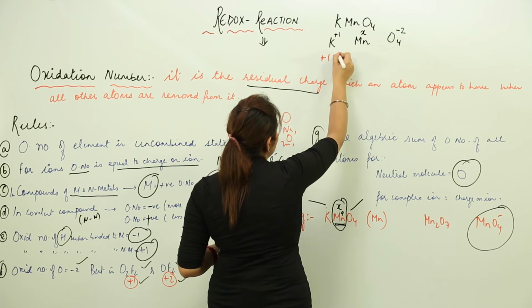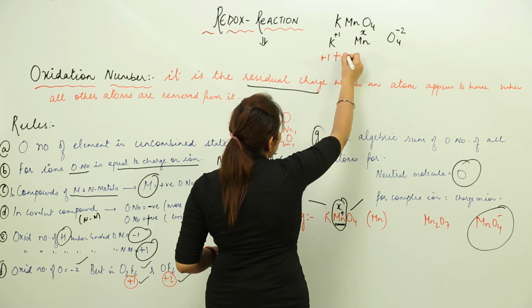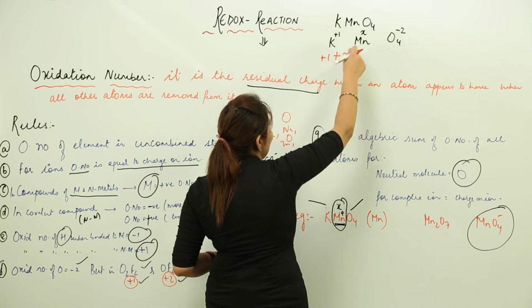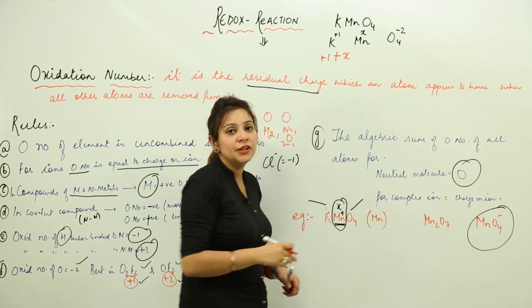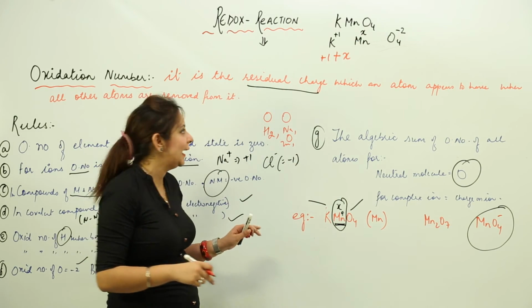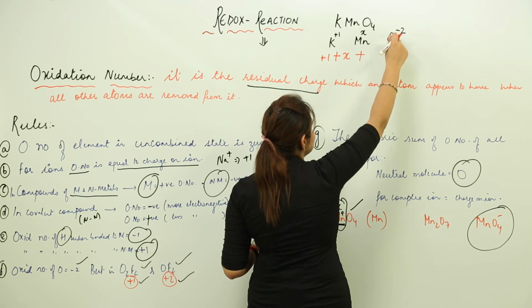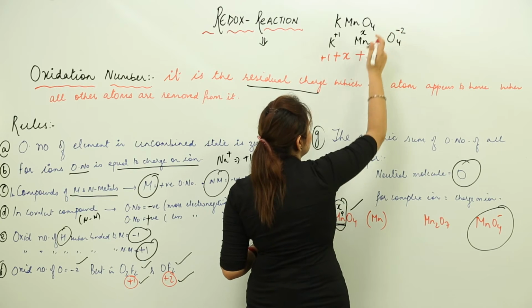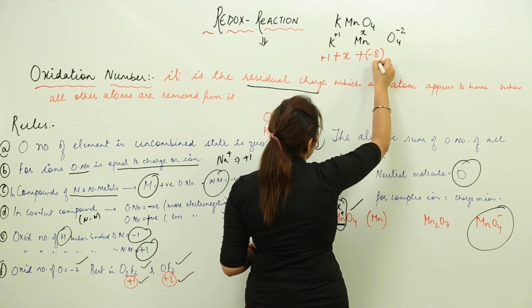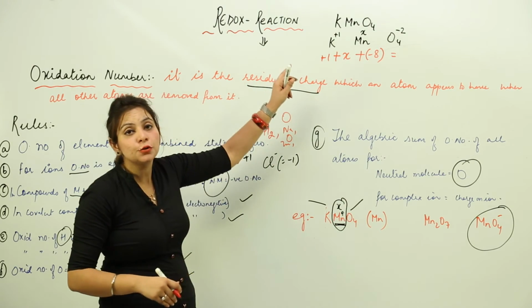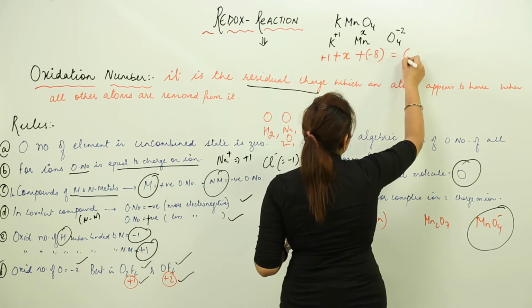Between two atoms we put a plus sign. x, because there is no number; if there was 2 we would be writing 2x, if there was 3, 3x, but here we have only 1, so only x. Again plus, but we have 4 oxygen atoms and one oxygen atom has oxidation number equal to -2, so it becomes -8. And because it is a neutral molecule, we equate the algebraic sum with 0.